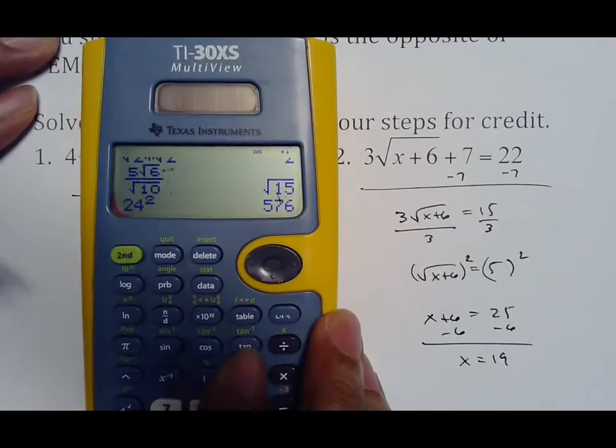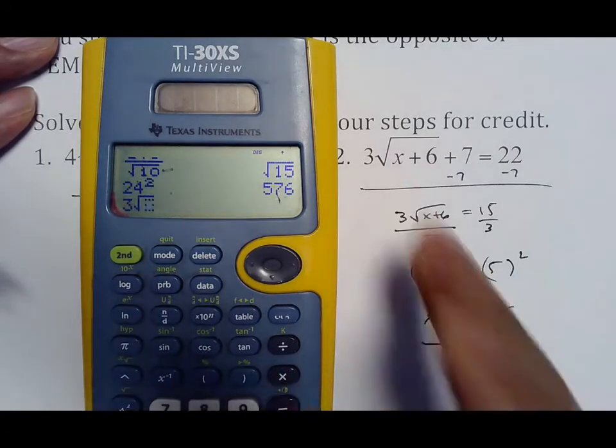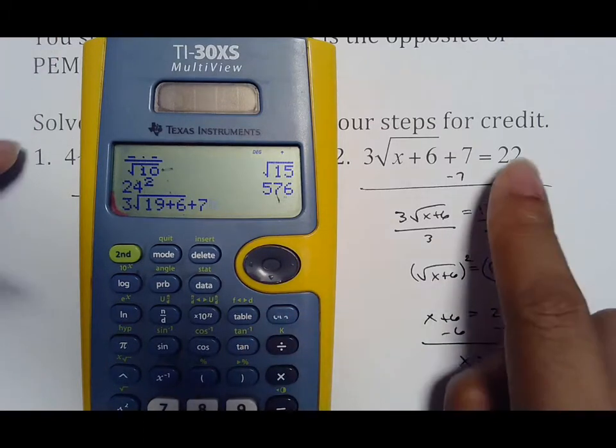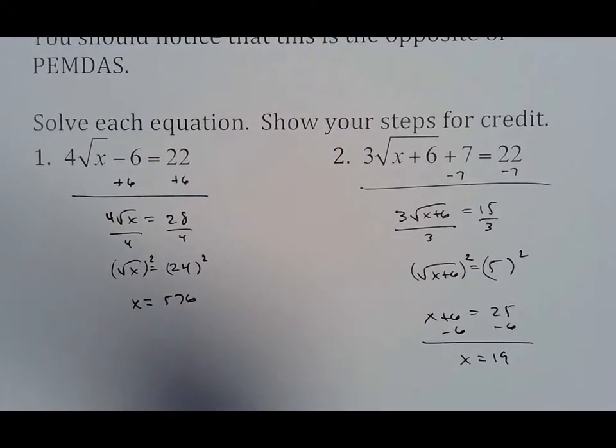One of the things about this calculator that will help you out is that you can actually type it in the way you see it and type in the number. So 3 root, turn x into 19, plus 6. Exit out, plus 7 equals, and if I did my job, it should equal 22. Notice that it does, which means I know I got it right. So your calculator is a very powerful tool.